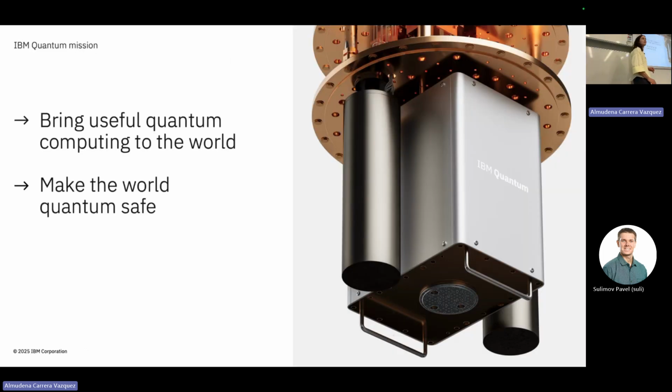A bit of a motivation: what's the motive for IBM to do quantum computing? There are two main goals. One is to bring useful quantum computing, and that means coming up with algorithms that have practical applications, not just doing something on a quantum computer because you can, but something that has actual practical impact. Secondly, once you have good quantum computers, we have this famous algorithm by Shor to factor numbers that will break cryptography. So the goal is also to bring classical methods to encrypt classical data that cannot be broken by a quantum computer. Today I will be focusing on the first one, because that's where we work in the algorithms part.